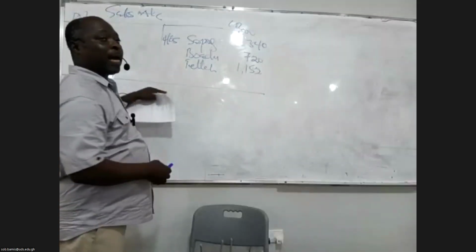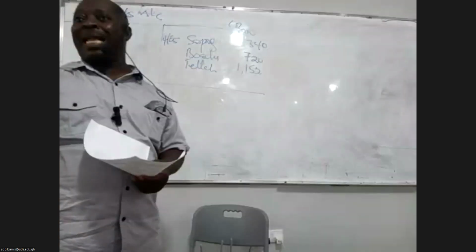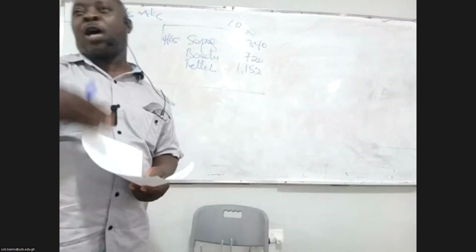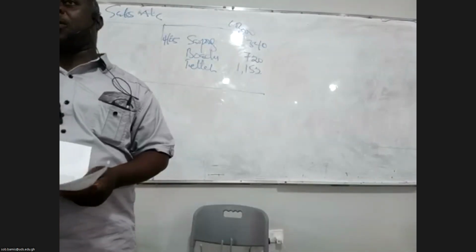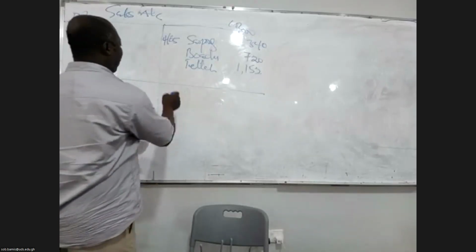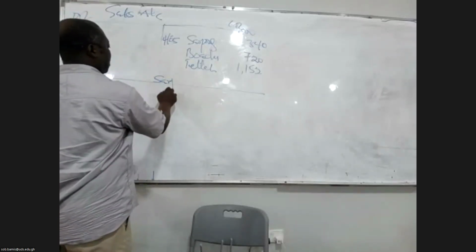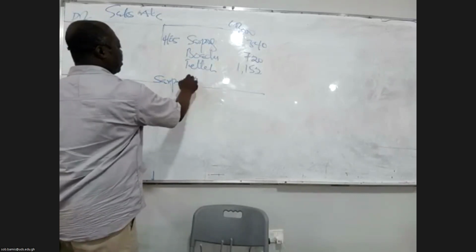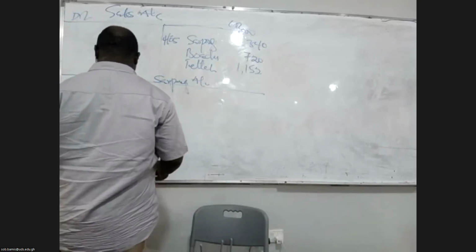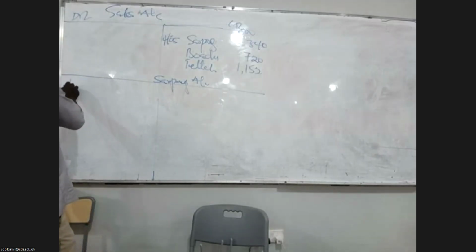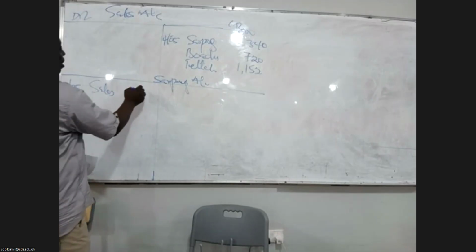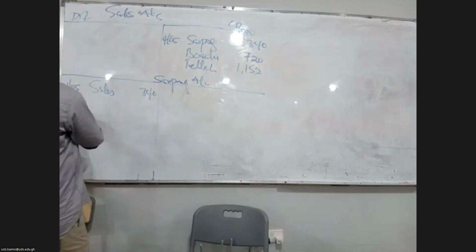We now come to the sales ledger, the book that contains the account of all our credit customers. So we open the account one by one. The first one is Sapon's account. Debit or credit on the 4th of May? We say sales. How much? 340.